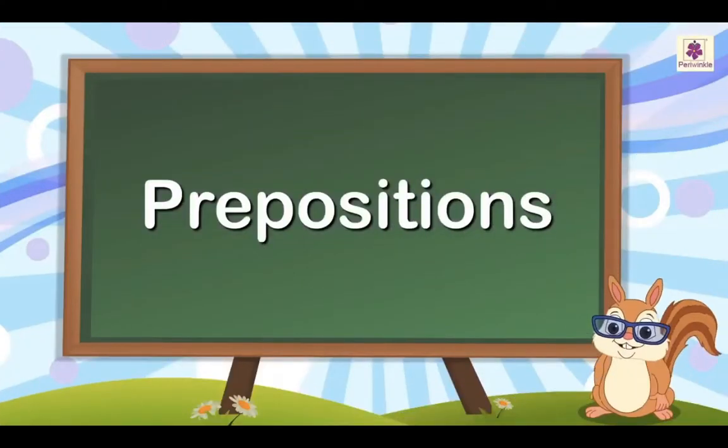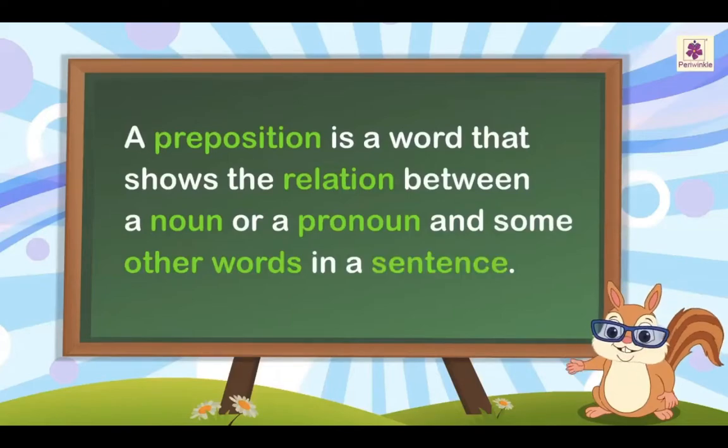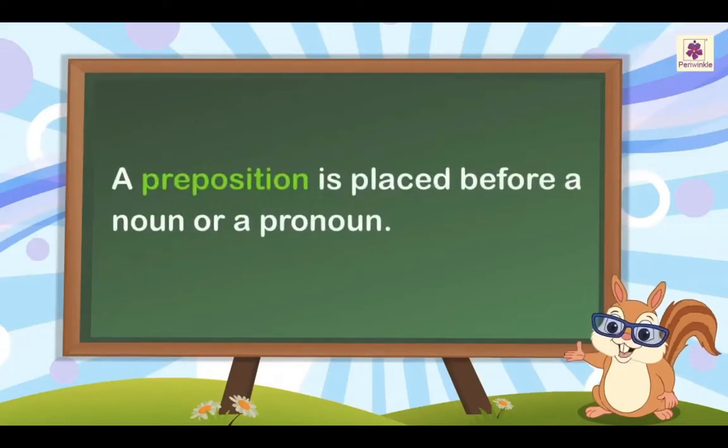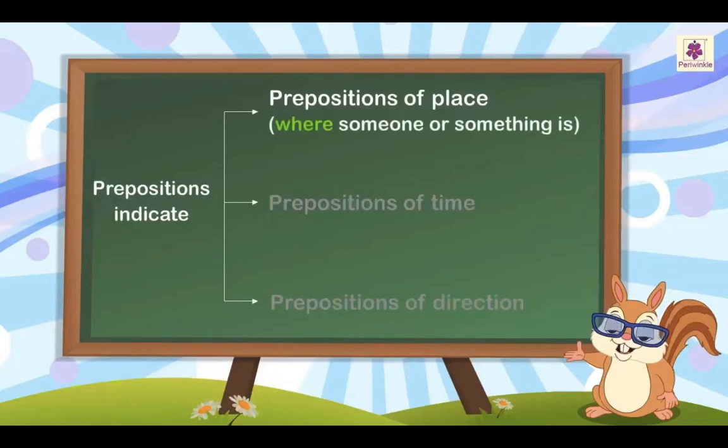Prepositions. A preposition is a word that shows the relation between a noun or a pronoun and some other words in a sentence. A preposition is placed before a noun or a pronoun. Different prepositions show different relations. Sometimes the prepositions indicate where someone or something is. Such prepositions are called prepositions of place.